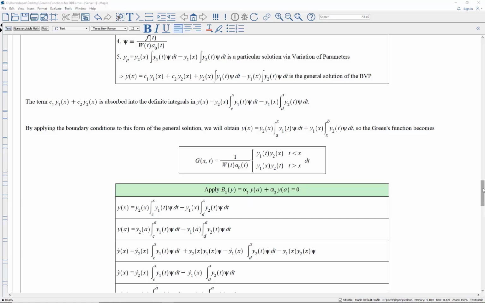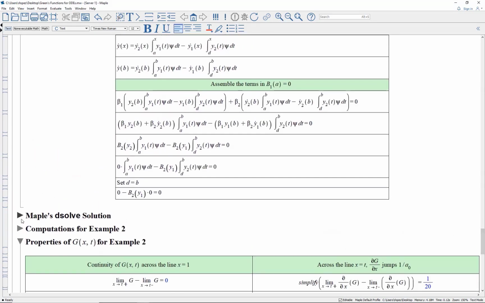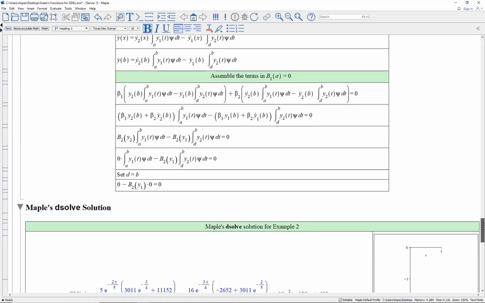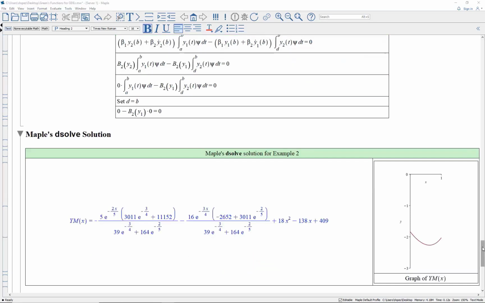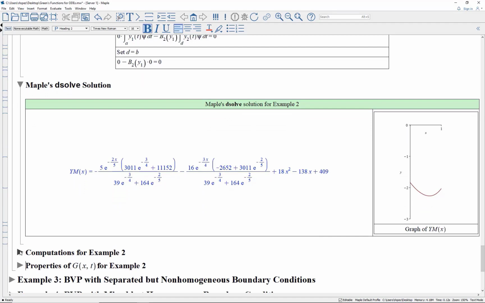Okay, now we want to get into Maple's solution. Take a look at what Maple's solution looks like. We just used dsolve. I call this y maple. This is what the solution looks like, and this is what its graph is. Now let's implement these Green's function calculations for this example.